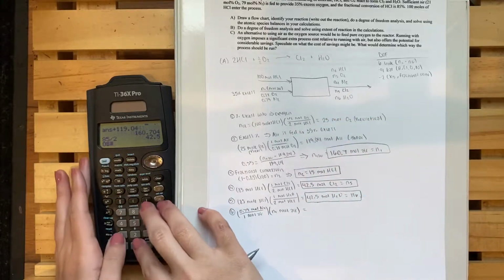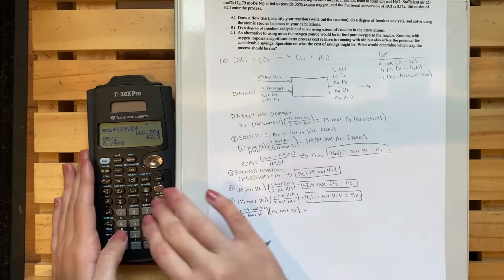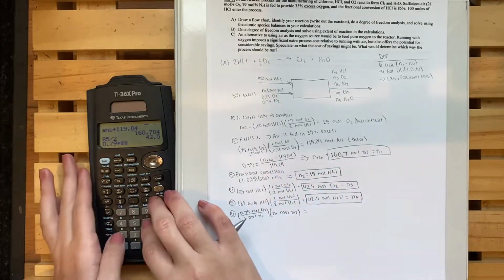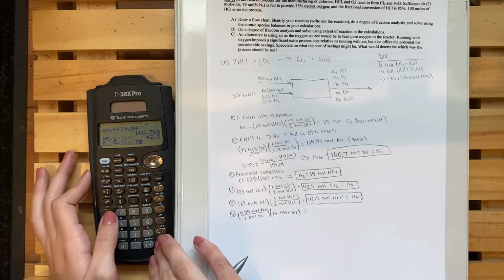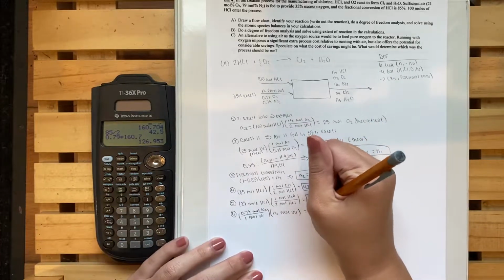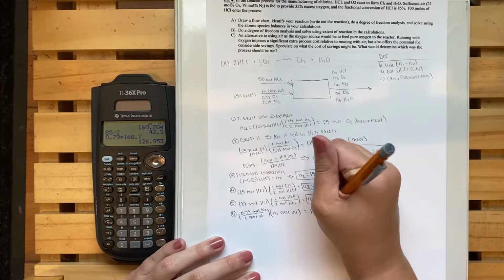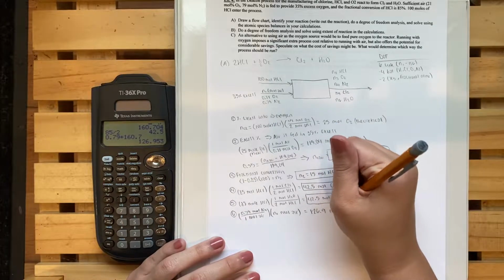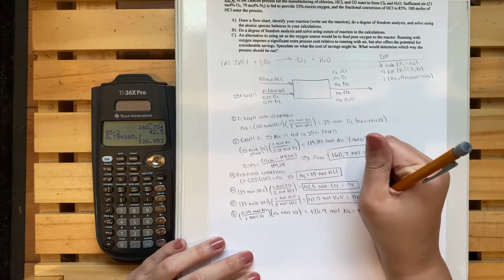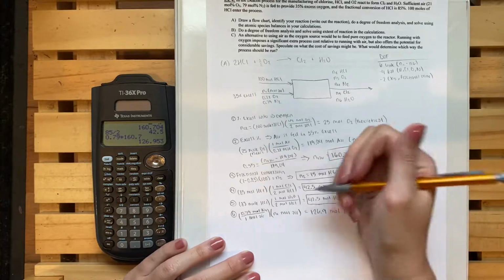So 0.79 times N1, which is 160.7, is going to be equal to 126.9 moles of N2. And that is going to be equal to N4.